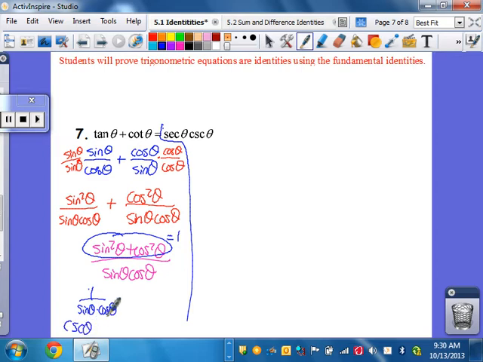And 1 over cosine theta is secant theta. And I don't care what order they come in because multiplying can switch. So I know that that is indeed the same exact thing. Okay? But I do want you guys to write this last step down there. All right? So that is 7.